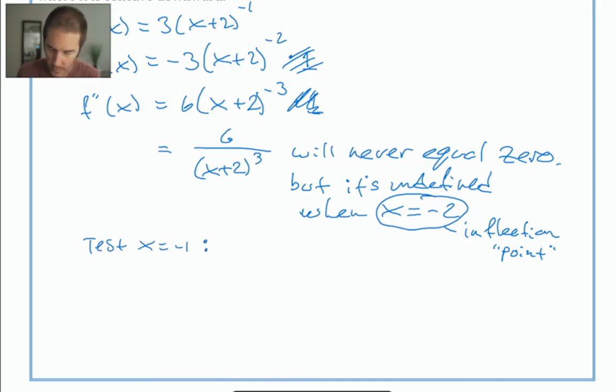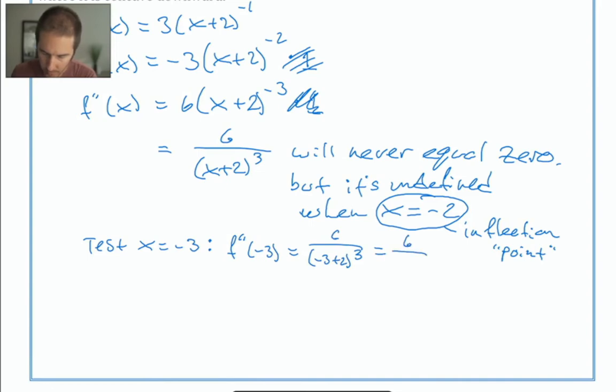So let's test x equals negative 3. Since I said we were going to test to the left first, let's test to the left of x equals negative 2. That's an x value of negative 3. We need f double prime of negative 3. F double prime of negative 3 equals 6 over (negative 3 plus 2) to the third power, which equals 6 over negative 1 to the third power, which equals negative 6. Negative 6 is less than 0.